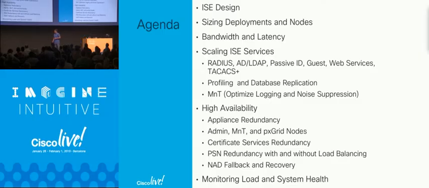As I said, this will be not just basic ISE services. We'll take it one step at a time: RADIUS, LDAP, Passive ID, basically all the services of ISE, and we'll talk about how you can scale these services one by one as you go through the network, right? Now, the last topic would be high availability and monitoring.